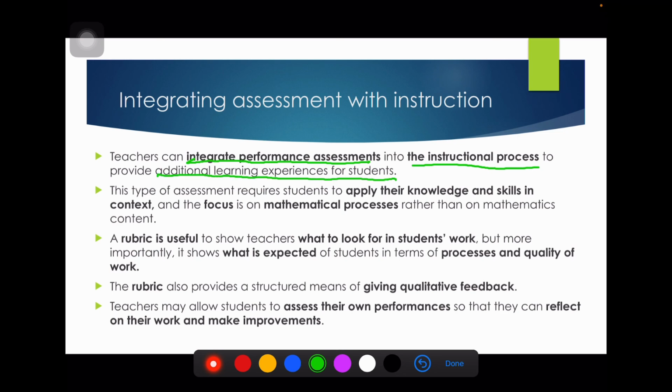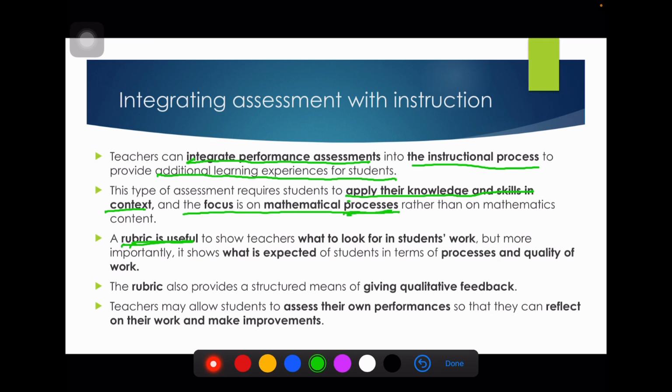Integrating performance assessment will need the use of a rubric. Okay, a rubric, right? We go to point 2 first. This type of assessment requires students to apply their knowledge and skills in context. That means in different scenarios or different situations, so that they are able to apply what they learn, assess the situation, and then solve the problem, right? And the focus is on mathematical processes rather than the content.